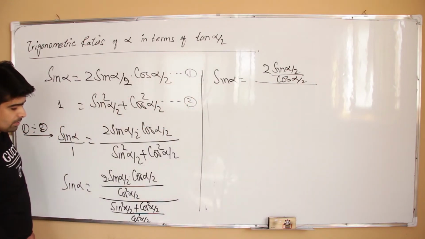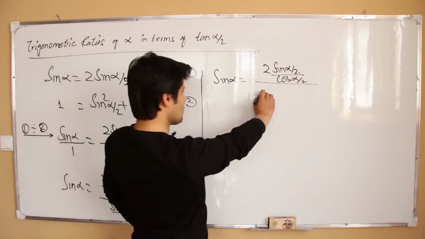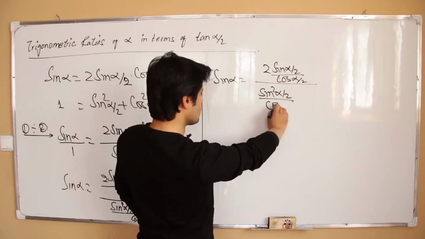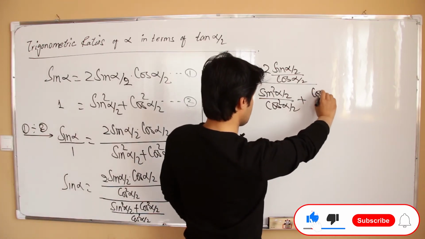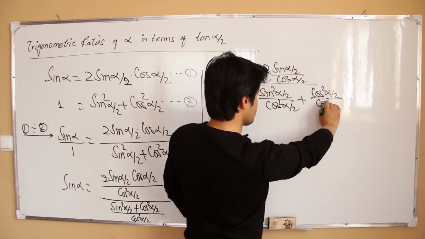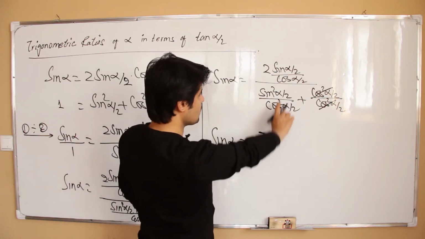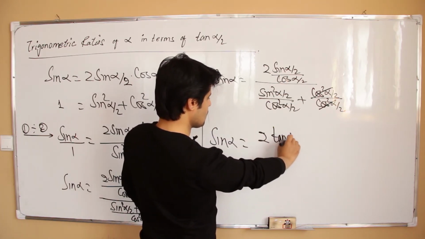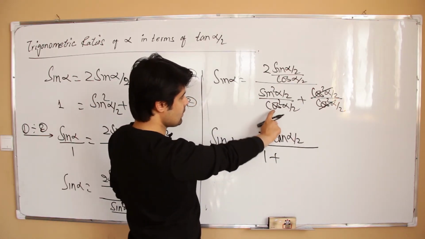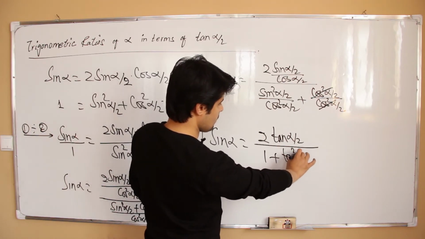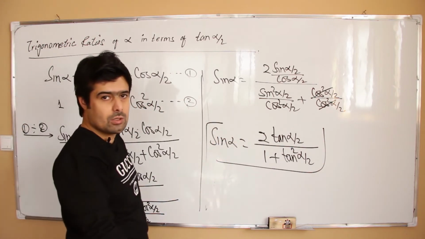Am I right? Yes. Now if we separate this one and divide individually, sine square by cosine square, plus cosine square of alpha by 2 divided by cosine square of alpha by 2. Now this is cancelled. We have sine divided by cosine, it's tangent of alpha by 2. Am I right? This is 1 plus sine divided by cosine, it is tangent square of alpha by 2. This is the definition for sine alpha in terms of tangent half.